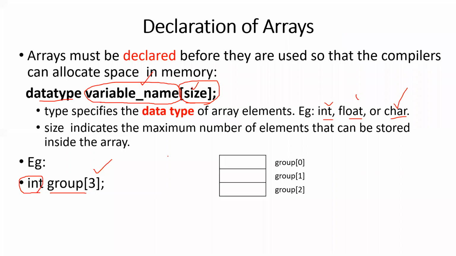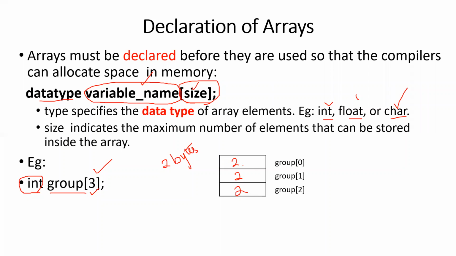When I am declaring a variable of integer data type, it will be allocated 2 bytes, right? Listen here, integer data type will be allocated 2 bytes. Here, group is an array of integer data type, but we are allocating space for 3 integers. Size is 3, so each integer element will be allocated 2 bytes. Here it will be 2 bytes, here 2 bytes, and here 2 bytes. How much altogether for the group array? We will be allocating 6 bytes.